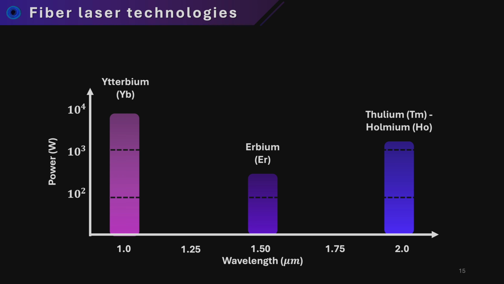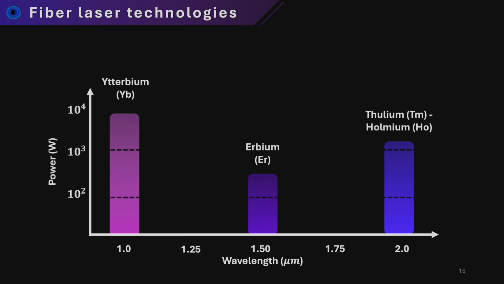nonlinear optics becomes essential. On this slide, you can see the typical operating wavelengths of different rare earth doped fiber lasers. Ytterbium doped fiber lasers work around the 1 micron region, that's wavelength I'm talking about. Erbium doped fiber lasers give emission around 1.5 micron, and thulium and holmium doped fiber lasers operate near 2 microns.